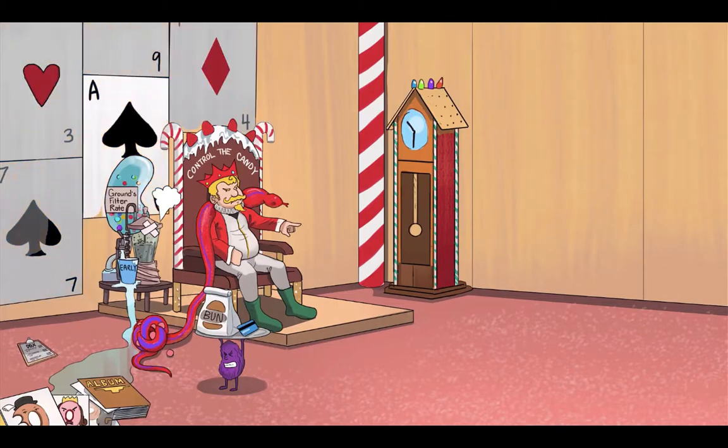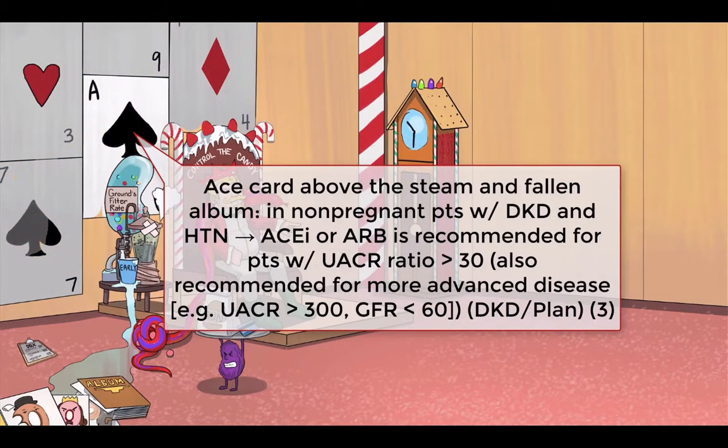In non pregnant patients with diabetic kidney disease and hypertension, an ACE inhibitor or an ARB is recommended as the first line antihypertensive therapy for those with at least moderately increased albuminuria, a urine albumin to creatinine ratio greater than 30, in other words. These medications decrease glomerular pressure, which slows progression to more advanced proteinuria and reduces cardiovascular events. ACEs and ARBs are also recommended in patients with more advanced diabetic nephropathy. In other words, a urine albumin to creatinine ratio greater than 300 and or a GFR less than 60, as they slow progression even in more advanced disease.